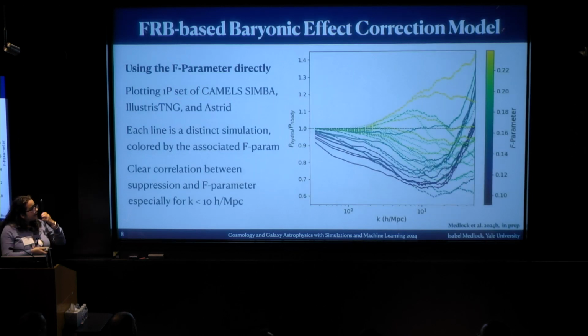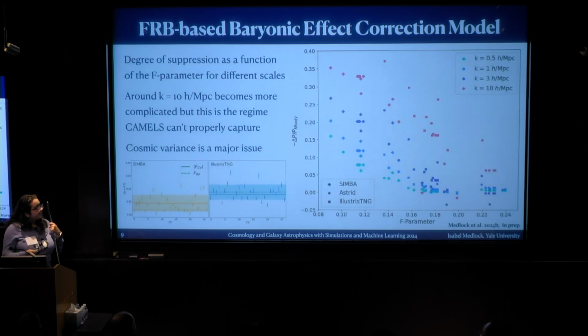So in this plot, I show the degree of suppression on the matter power spectrum, similar to Matt's plot, colored by the F parameter value, again, for the same CAMELS simulations. And we see that there is a pretty distinct correlation between the degree of suppression and the F parameter, especially for values of K below 10. We've started also looking at potentially fitting a function of the degree of suppression as a function of K and F, but that's still in progress.